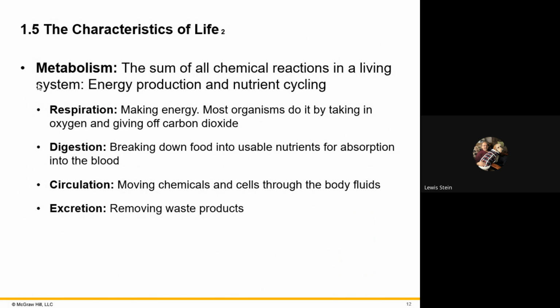We have 2 types of reactions that make up metabolism. We either build things up or break things down. So anabolism. Anabolism is how we store energy, and we store it in bonds. And that's where we build things. Make new membranes, make new organs, make new cells, whatever.